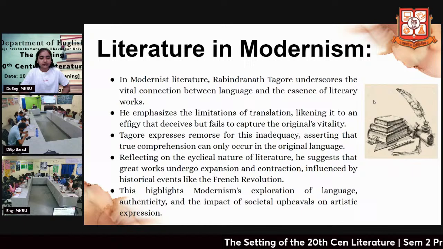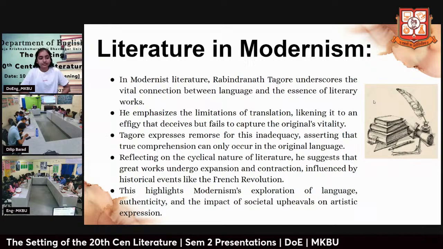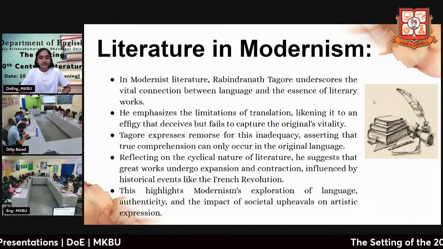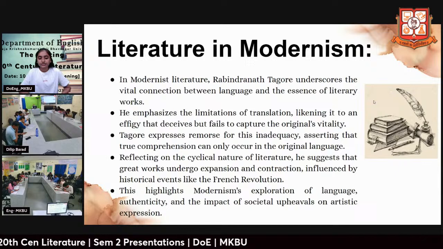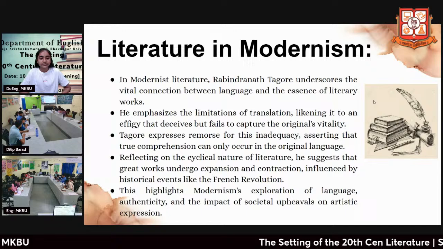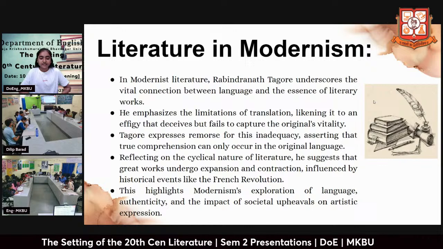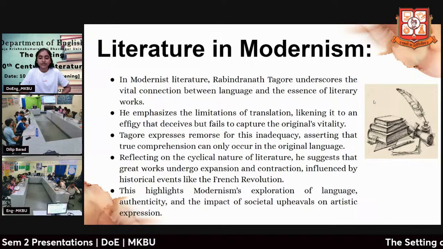Literature in modernism. In modernist literature, Rabindranath Tagore underscores the vital connection between language and the essence of literary works. He emphasizes the limitations of translation, likening it to an effigy that deceives but fails to capture the original's vitality. Tagore expresses remorse for this indignity, asserting that true comprehension can only occur in the original language. Reflecting on the cyclical nature of literature, he suggests that great works undergo expansion and contraction influenced by historical events like the French Revolution. This highlights modernism's exploration of language authenticity and the impact of societal upheavals on artistic expression.